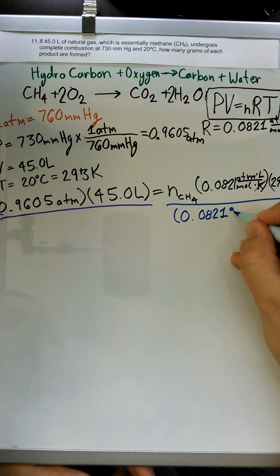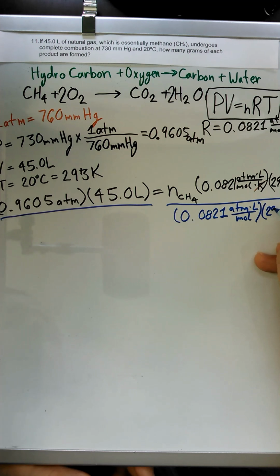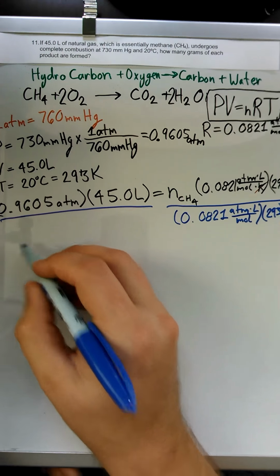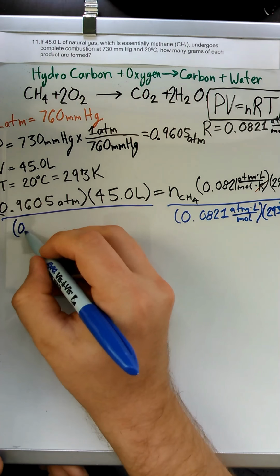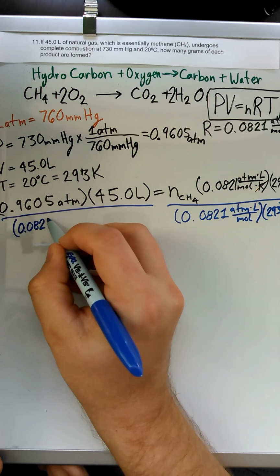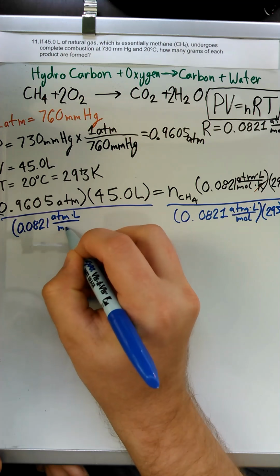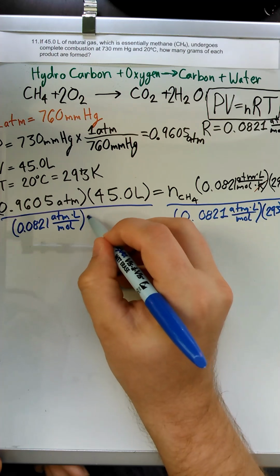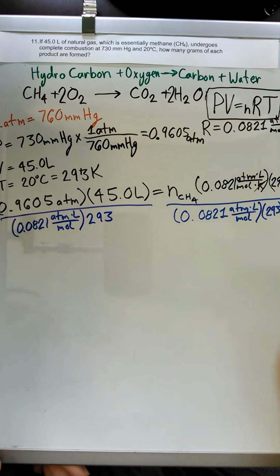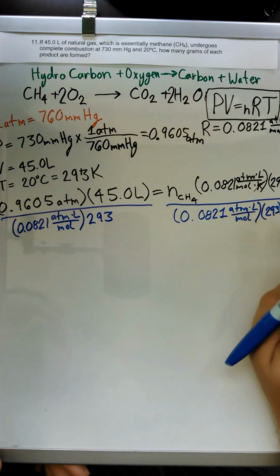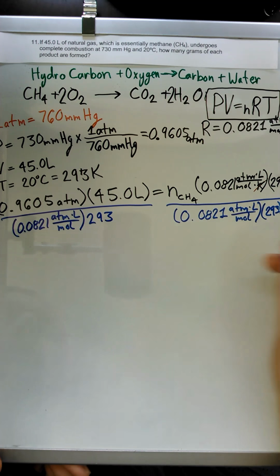0.0821 atmosphere liter per mole times 293 Kelvin. We get the same thing on this side, 0.0821 atm liter per mole times 293. Notice the Kelvin cancels on this side. We already canceled the Kelvin.